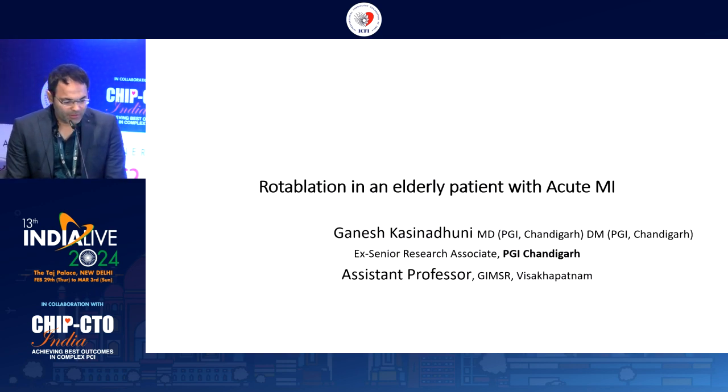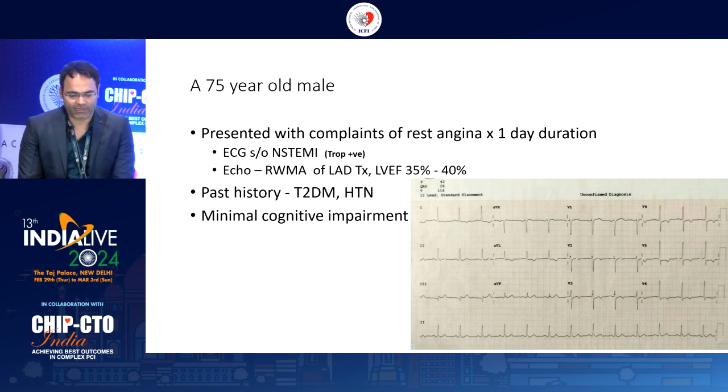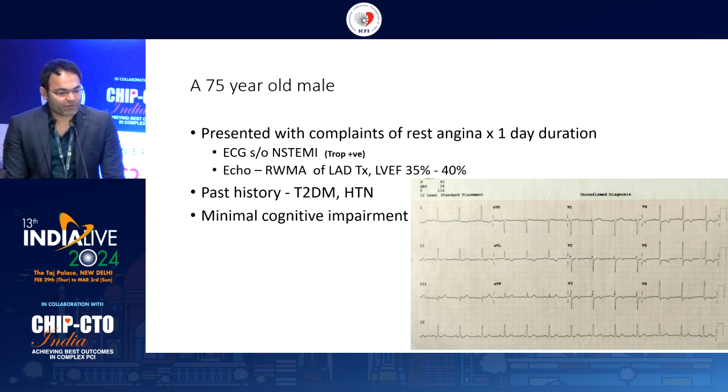Good morning, everyone. Today I am going to present a case which is going to highlight the challenges we face in doing a PCI in elderly patients with multiple comorbidities. This is a 75-year-old male presented with complaints of rest angina for 1 day duration. ECG showed changes in anterolateral leads, suggestive of a troponin positive anterior STEMI, and echo showed RWMA of LAD territory with an EF of 35 to 40%. He had a history of diabetes and hypertension and minimal cognitive impairment, early Alzheimer's disease.